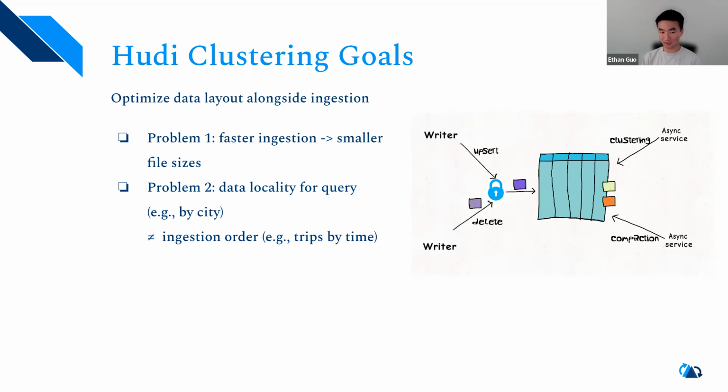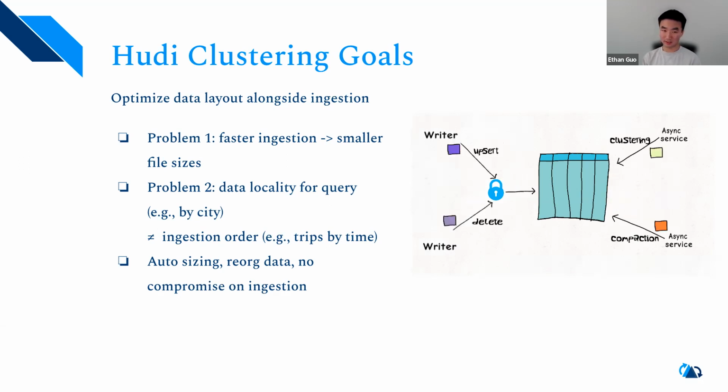The second problem is that the data locality that is more efficient for queries could be different from the ingestion order. Usually the data comes in by timestamp, let's say this trips table. But for the query, we may want to query data for a specific country or city, which is different from time. So the order is different. Hudi clustering tries to do auto sizing and data organization without any compromise on the ingestion, so that ingestion can go on while clustering runs separately.